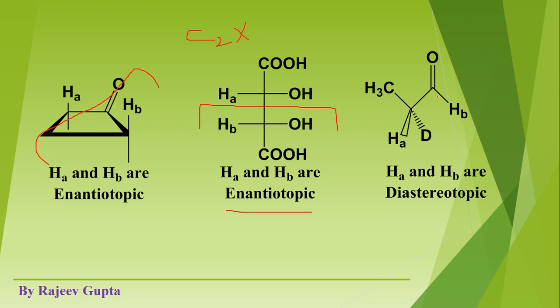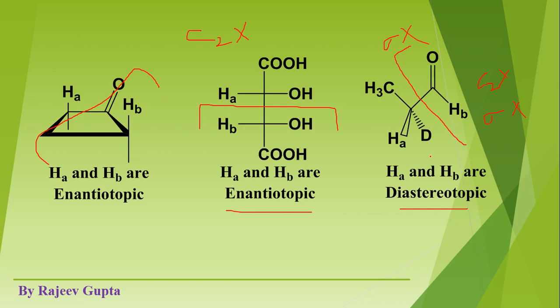In this molecule Ha and Hb are diastereotopic because we cannot apply a C2 symmetry where these Ha and Hb are exchanged. Also a plane of symmetry is not present in this molecule. We cannot apply a plane where this half portion becomes a mirror image of this half portion because all these portions are different, so a plane also does not exist.